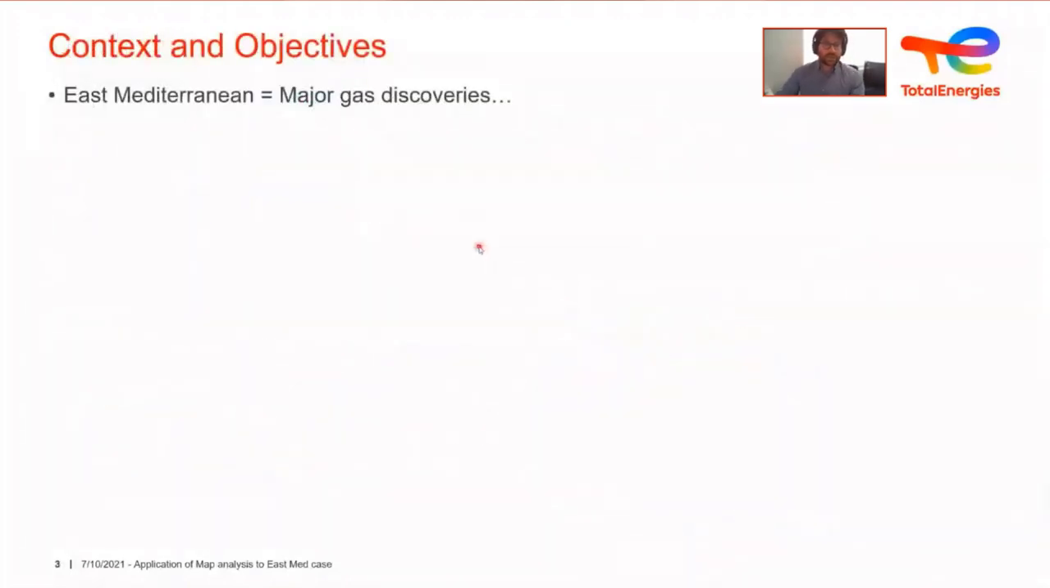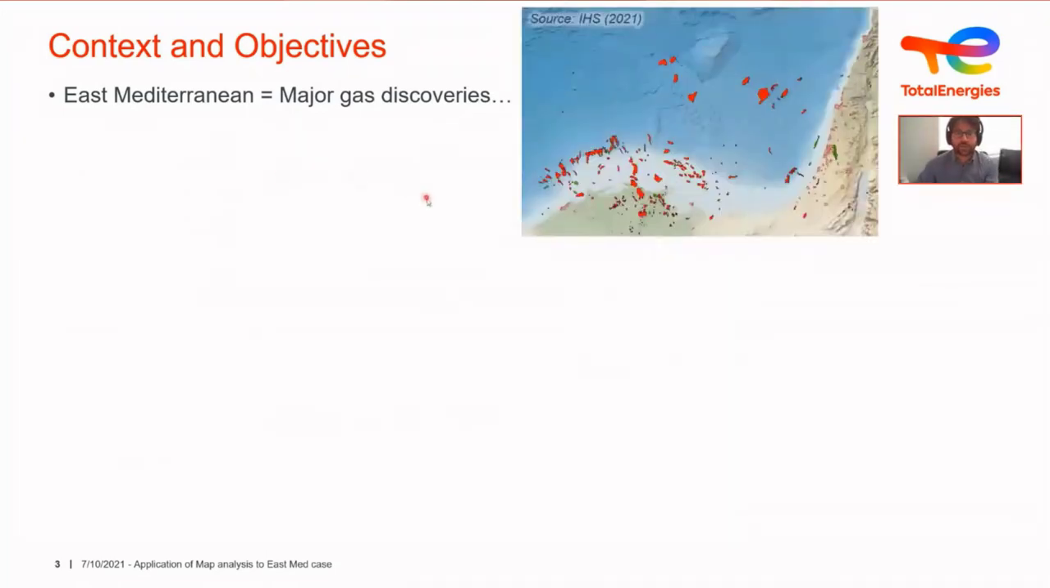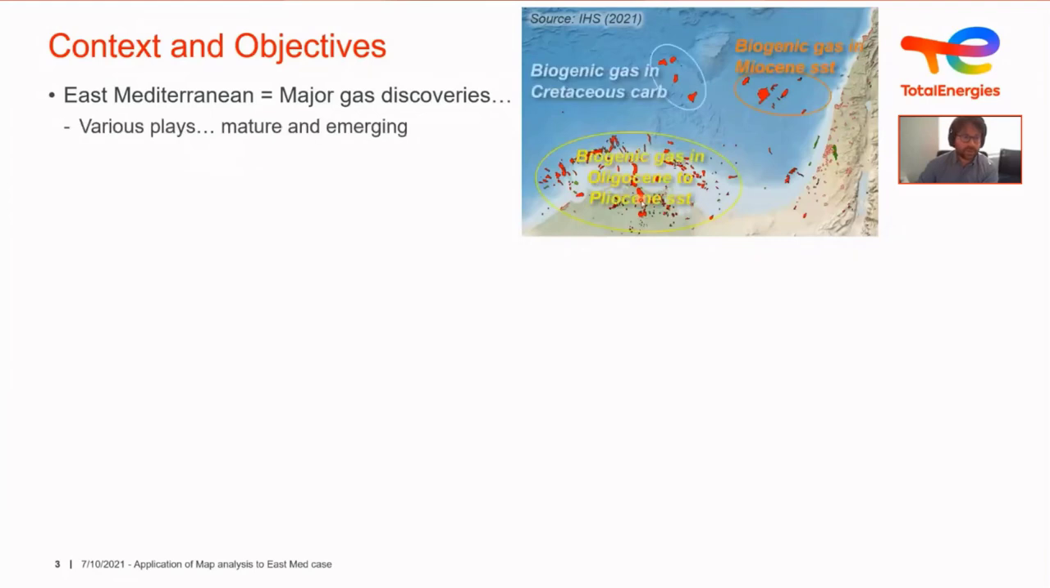So the context and objective for this study. East Mediterranean, for people who don't know this basin, means major gas discoveries. You see here the map, an extraction from the main fields in this area, and you have various plays. Some are mature, some are more emerging. You have the Nile Delta with biogenic gas from Oligocene to Pliocene reservoirs. You have biogenic gas as well in some Cretaceous carbonates around the Eratosthenes seamount, and the famous fields in the Levantine Basin, in the Miocene sandstone, the Tamar sandstone field as well, with biogenic gas.